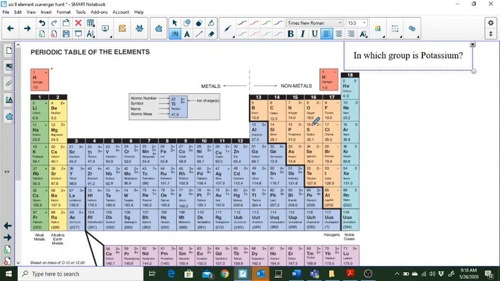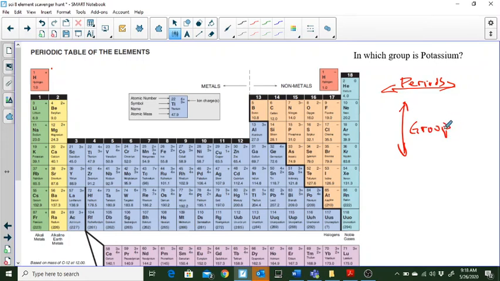And in which group is potassium? So we have periods that go this direction. And we have groups that go up and down. So first of all, we need to find potassium. Here's potassium way over here. The symbol for potassium is a K. And which group is it in? Well, we can go 1, 2, 3, 4, 5, 6, 7, all the way up to 18. So this would be like the group number there. So we can say that it's in group 1.